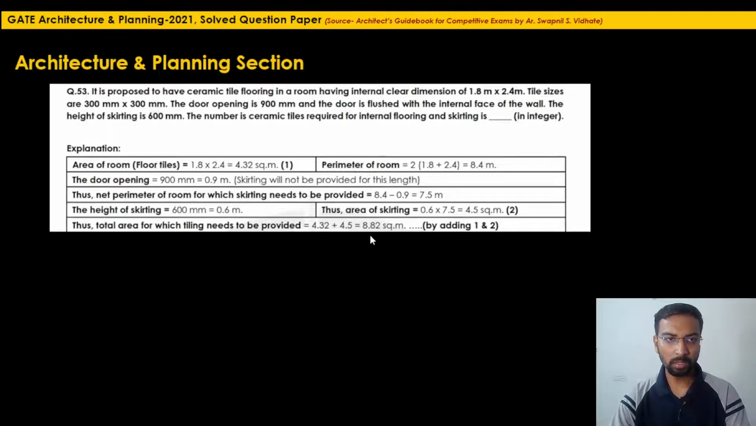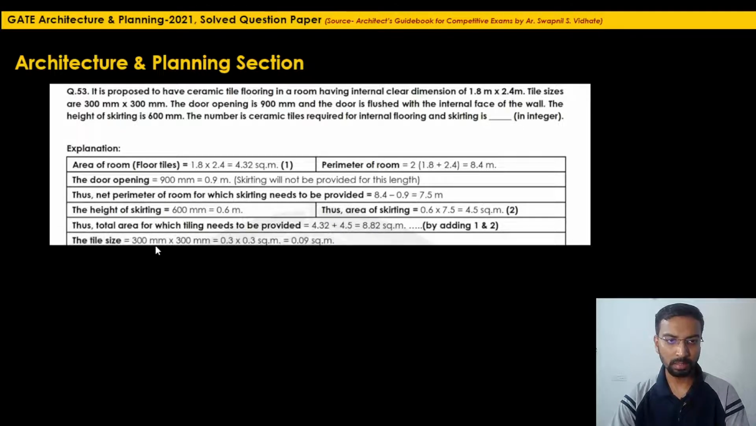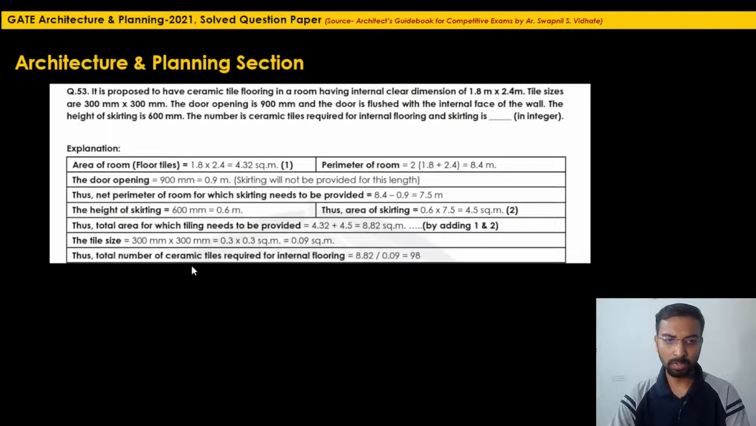Now they have mentioned the tile dimension as 300 mm by 300 mm. So that will be 0.3 into 0.3 square meter, which will be 0.09 square meter. Now simply we will divide this 8.82 by 0.09 square meter, and we will get the number of tiles required for the flooring and skirting. So the total number of ceramic tiles required for internal flooring will be 8.82 divided by 0.09, which will be 98. So we are getting a complete integer. So here the answer will be 98.